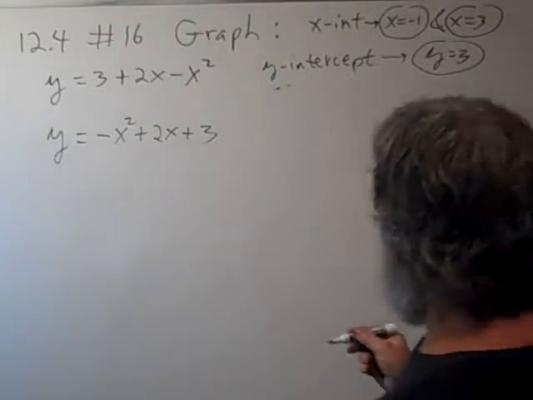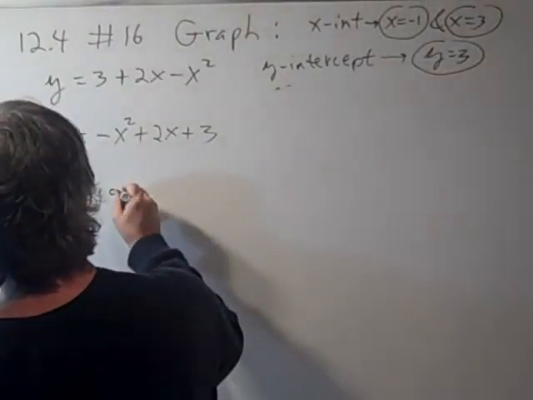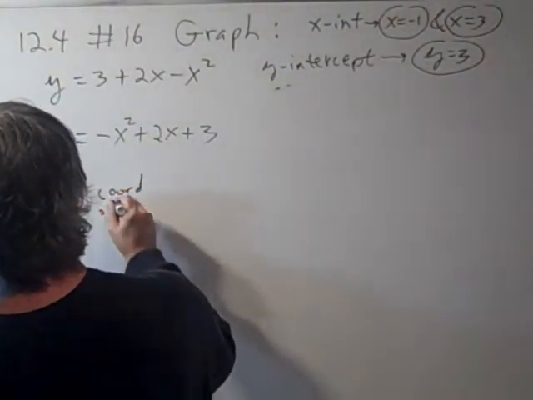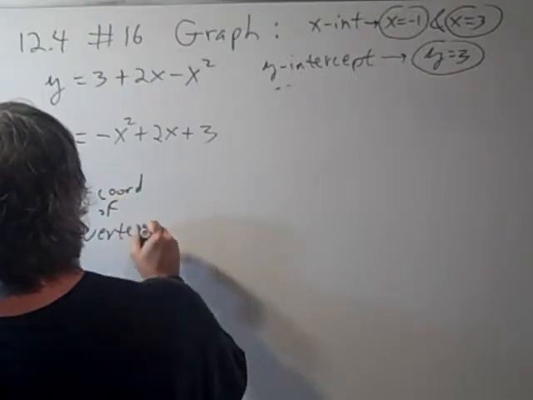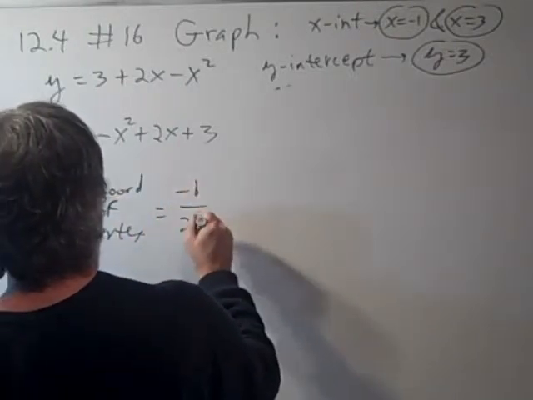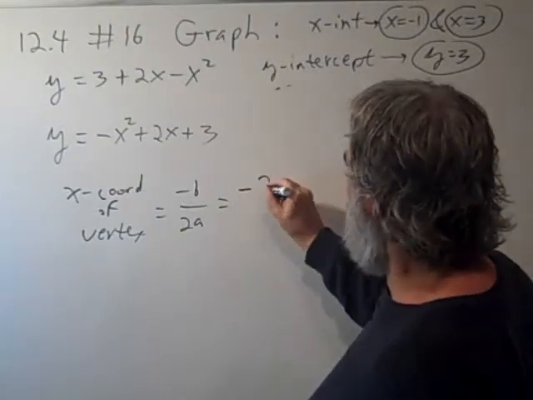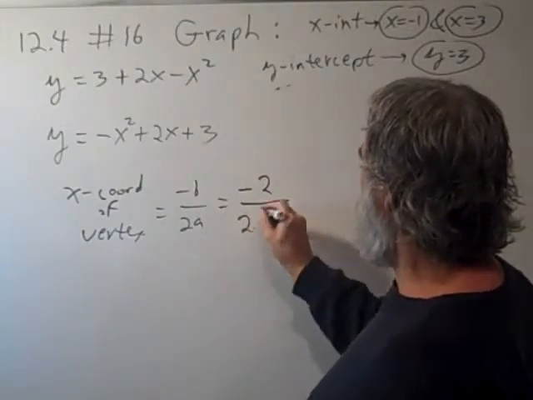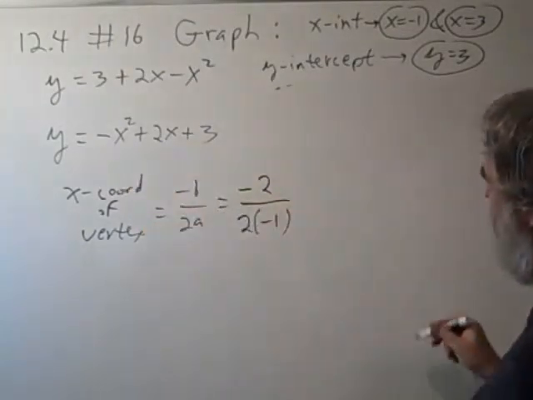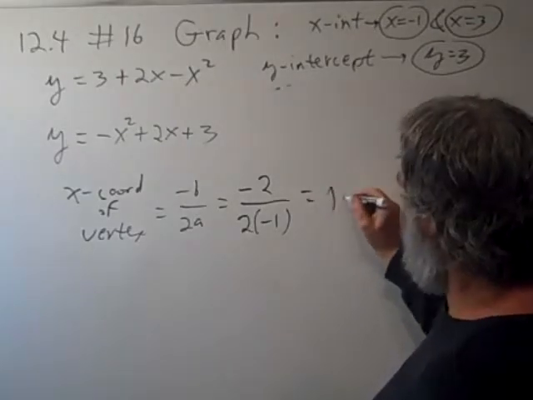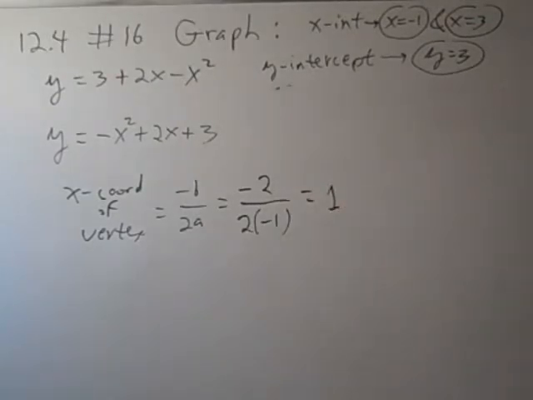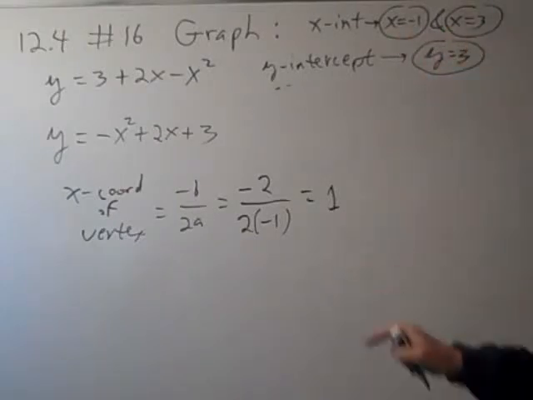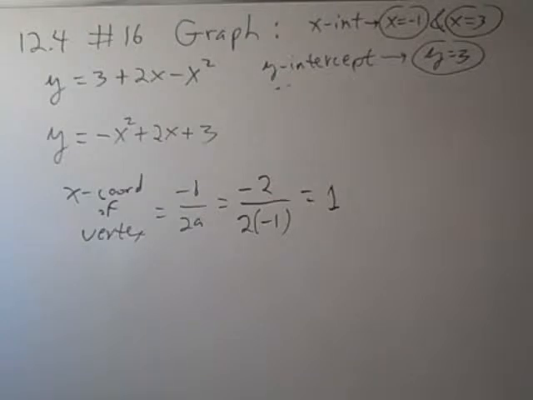Okay, so to find the vertex, the x-coordinate of the vertex is negative b over 2a. In this case, that's negative 2 divided by 2 times negative 1. So this equals 1. The x-coordinate of the vertex is 1. And that should be halfway between the two x-intercepts as well. The average of the x-intercepts is also 1.